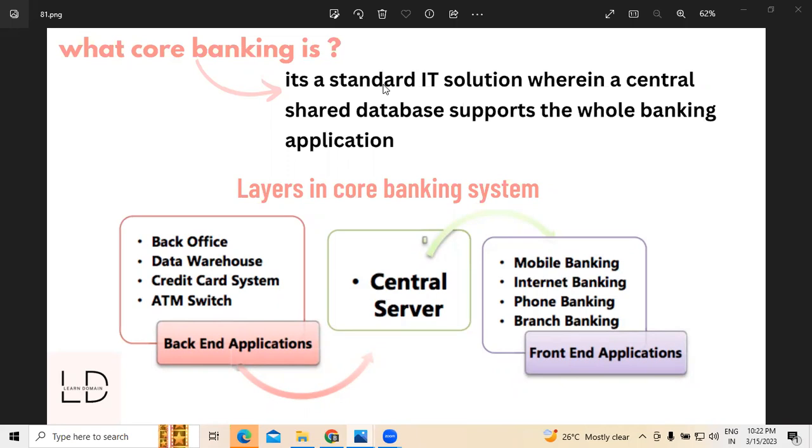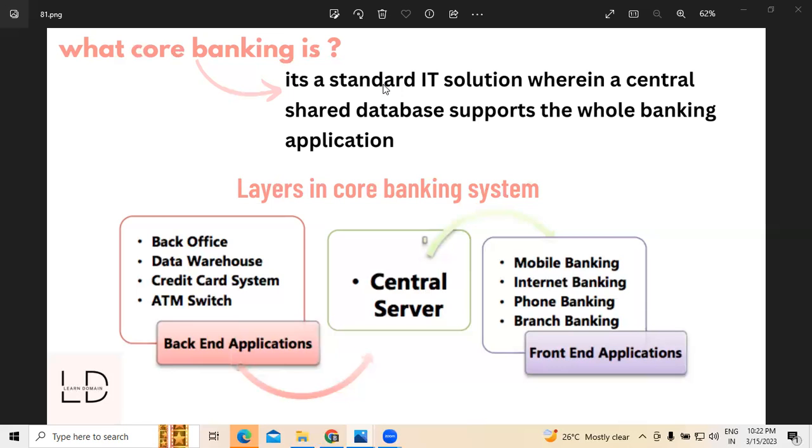To make it very simple, core banking is a kind of standard IT solution wherein a central database supports the whole banking application from the backend perspective. It manages customer-related information, and whatever the day-to-day activities of a financial institution are, all of these come under core banking. Normally, this core banking application has three different layers.